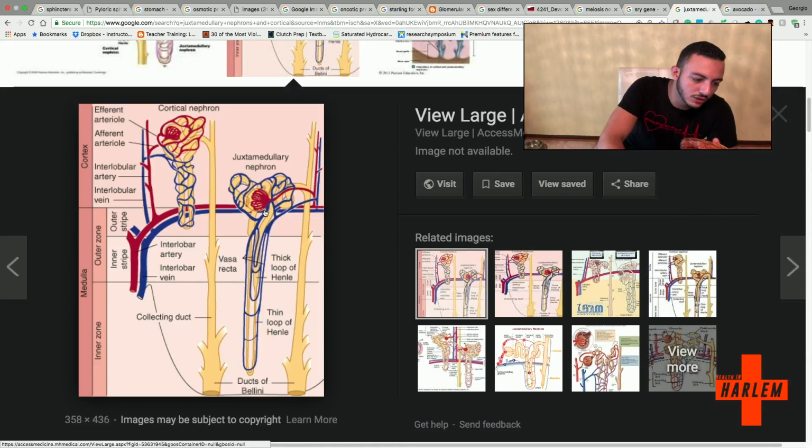you have the juxtamedullary nephron, which is going to be right next to, juxtaposed to the renal medulla. So the juxtamedullary nephrons have their glomerulus found in the cortex, but then the entire nephron extends into the medulla, and it's found right at the junction between your cortex and your medulla.